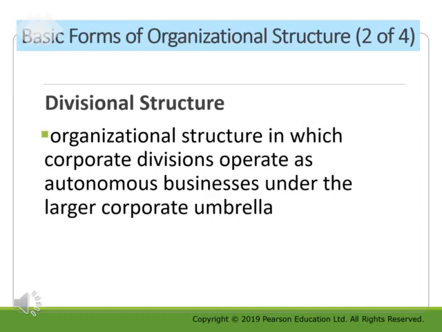The second type of organizational structure is divisional structure. What is a divisional structure? It is an organizational structure in which the corporate divisions operate as autonomous businesses under the larger corporate umbrella. What does it mean? We have a parent company, and under this parent company, there are a few divisions. These divisions are responsible for their own production, how to market their product, and so on. I will share with you examples of companies that are using this divisional structure.